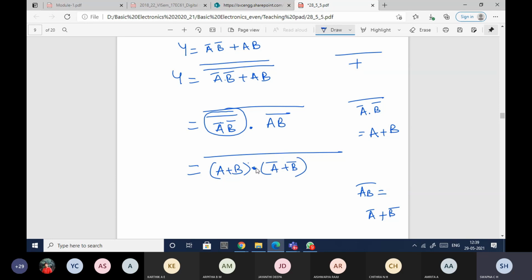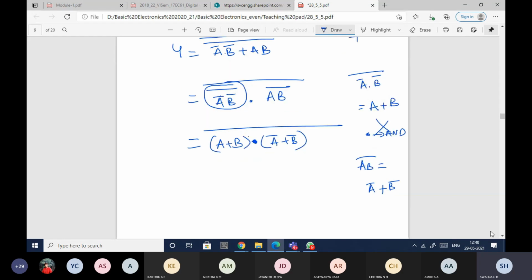Still you observe I have dot in between and whole bar is there. Okay, if I have plus here I can directly implement, but I have dot. I should not have any dot, in the sense AND. I should not have any AND. Okay, so what I have to do, I have to further expand it.